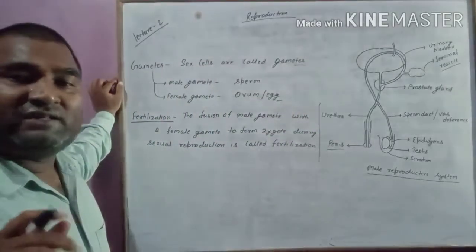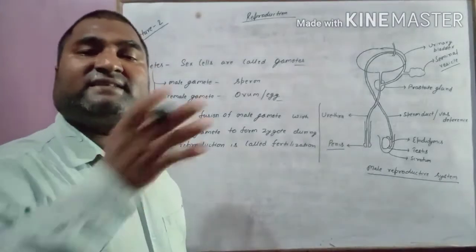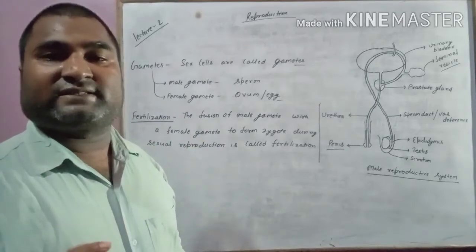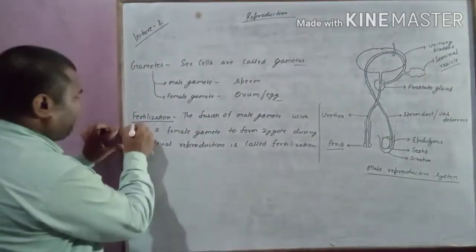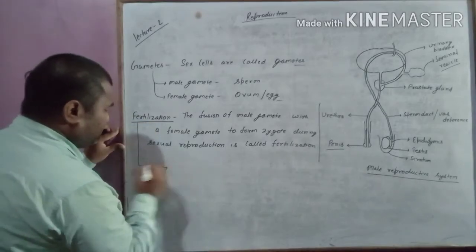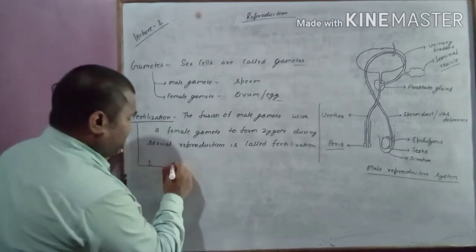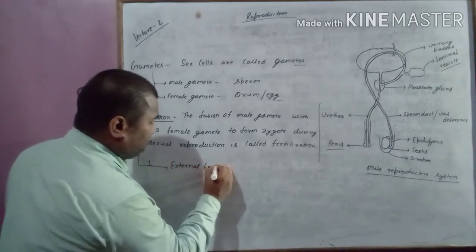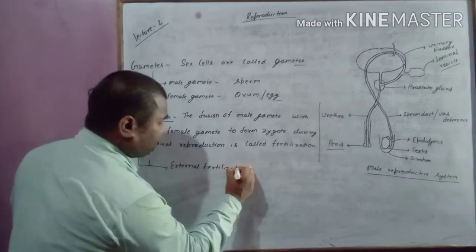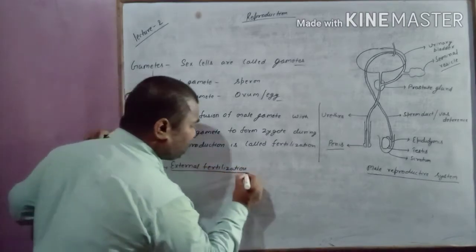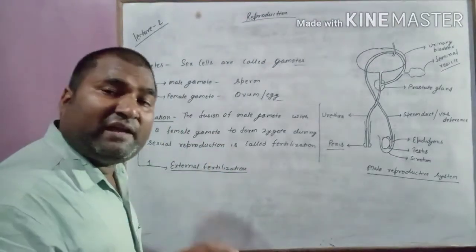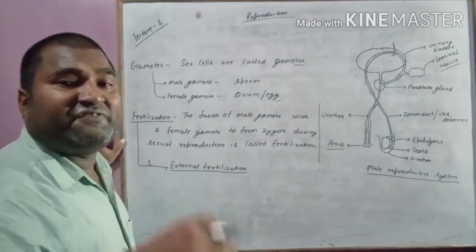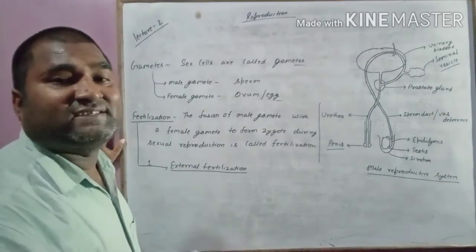Depending on whether the fertilization is taking place inside the female body or outside the female body, fertilization is of two types. First, external fertilization. What is external fertilization? Fusion of male gamete with female gamete taking place outside the female's body is called external fertilization.